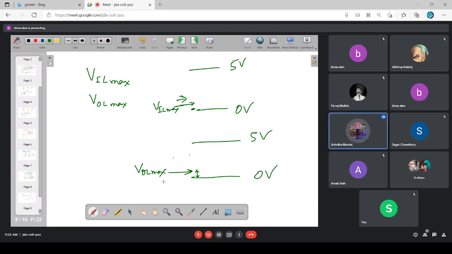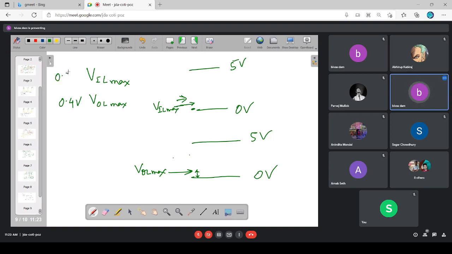So VIL max should be higher. Why? Because when the device is taking an input signal, there may be error. What type of error can be there? What might be the source of the error? Positive noise. Noise signal, yes, sir. Okay. So for the TTL logic family, this VOL max is 0.4 volt.